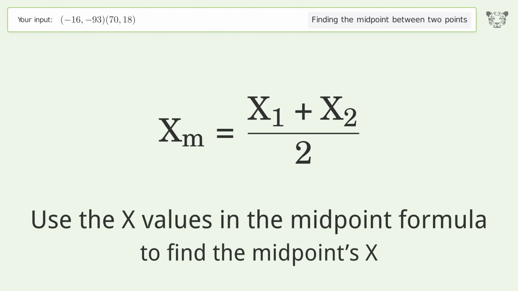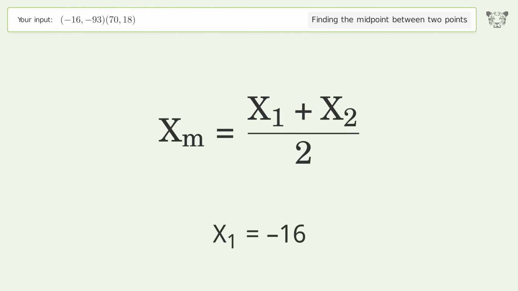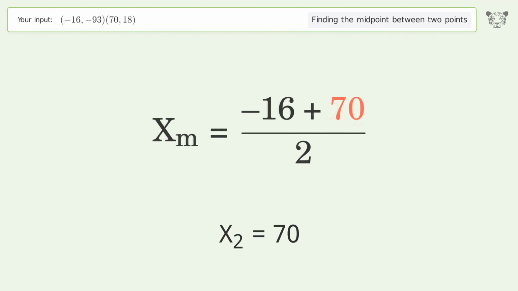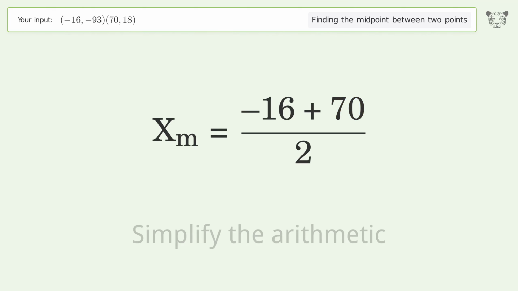Use the x values in the midpoint formula to find the midpoint's x. x1 equals negative 16. x2 equals 70. Simplify the arithmetic.